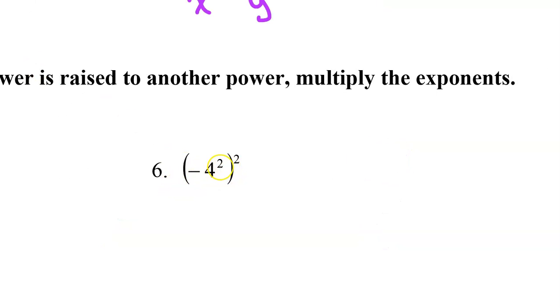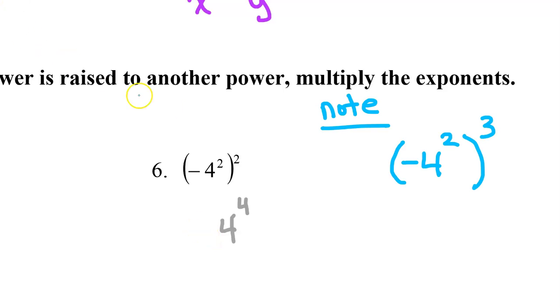On number 6, because we have a power raised to a power, we will definitely multiply these and get 4 to the 4th power. However, notice that the negative sign goes away. When you raise something to an even power, a negative becomes a positive. Notice that if we were to raise something negative to an odd power, the negative would stay. So we would multiply the two exponents and get 4 to the 6th power, but the negative sign would still be there.